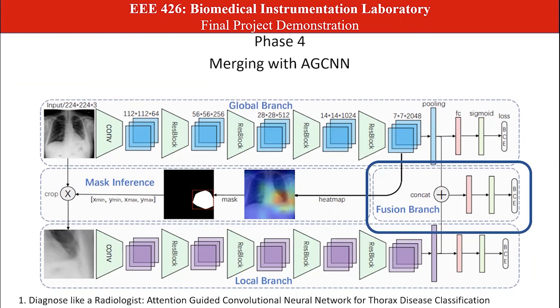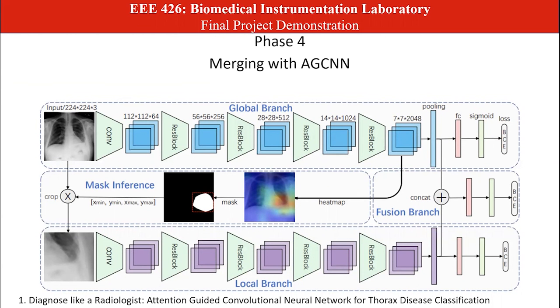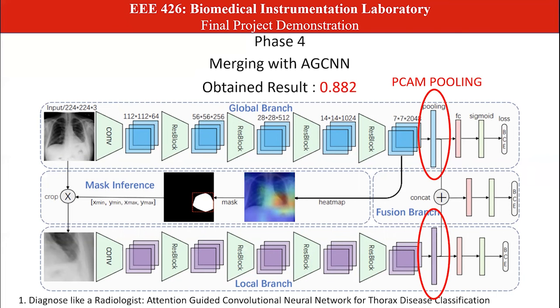Lastly, they concatenate the last pooling layers of each branch and create the fusion branch. Here we can see each of the global and local branches is connected to a max pooling layer. Our attempt was to replace this pooling layer with pick and pooling and see if it gives any better result. But unfortunately, that also did not give us any fruitful result.